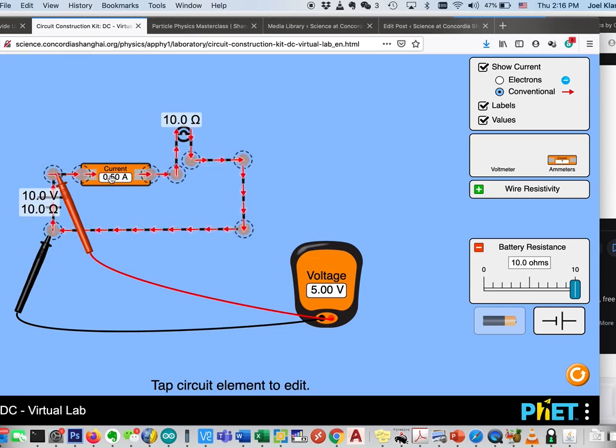10 ohms times the current in the circuit, 0.5, means inside the battery I'm losing 5 volts. Delta V is equal to IR, 5 volts. And so the battery readings I'm getting at its terminals are only 5 volts. I'm only losing 5 volts here. And my light bulb is getting very dim.